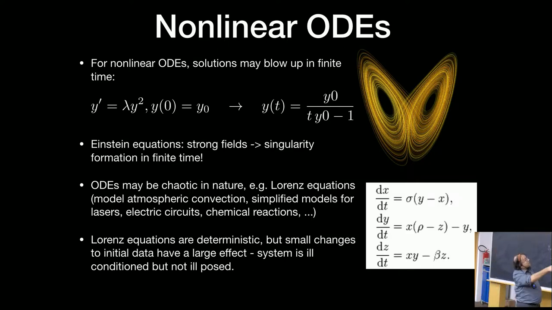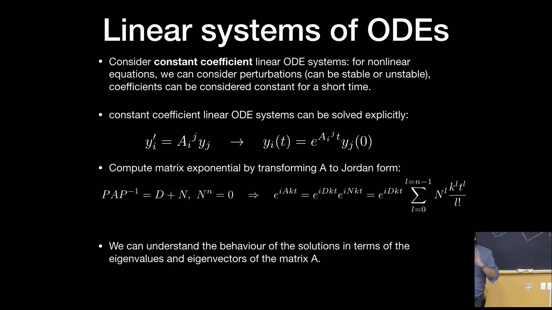Also, ODEs can be chaotic in nature. So for example, the Lorenz equations are very, very simple equations, but they create very complicated chaotic behavior. Okay, they're well posed, but not well conditioned. So even if you have systems or even a single ODE, you can get very nasty behavior. All right. But now we have to understand systems of ODEs, because partial differential equations, the most useful way of seeing them for our purposes is to see them as an infinitely large system of ODEs. So let's see how ODEs are done.